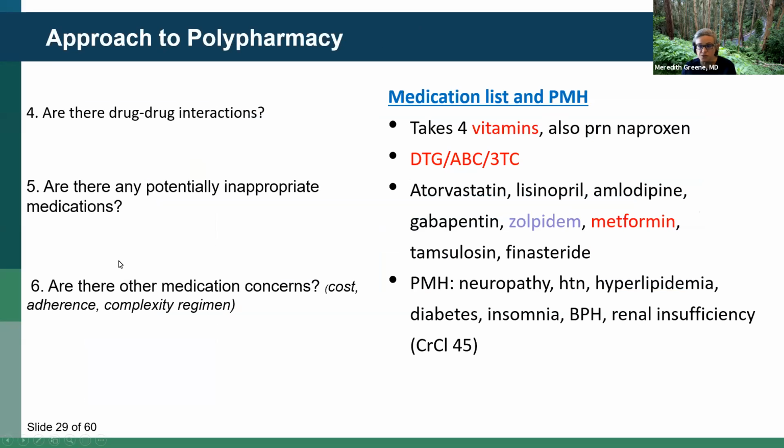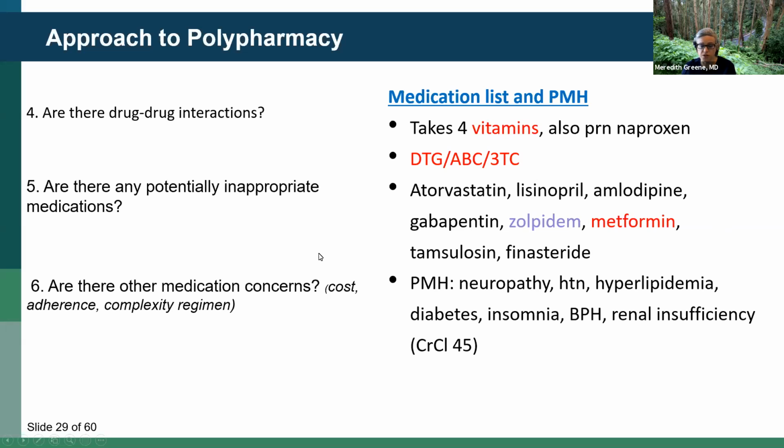So those are the first 3 steps: dose, indication, and are there any side effects? And the next is to look for drug-drug interactions. So in this case, I would want to know what the dose of metformin is, because you probably wouldn't want to go above 1,000 milligrams because of the dolutegravir. Confirming what those vitamins are, is it calcium or iron? Because then you need to also look at the timing with the dolutegravir. Are there any potentially inappropriate medications? In this case, taking zolpidem, and that is on both the Beers and the Start-Stop list.